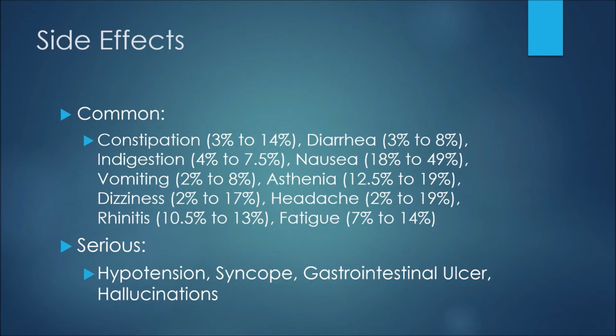Vomiting comes in at a rate of 2 to 8%, and asthenia or abnormal weakness comes in at 12.5 to 19% of the time. 2 to 17% of patients may experience dizziness, and 2 to 19% may experience a headache. Rhinitis may occur in 10.5 to 13% of patients, and fatigue in 7 to 14%. The more serious side effects would be hypotension or low blood pressure, syncope or fainting, a gastrointestinal ulcer, or hallucinations.